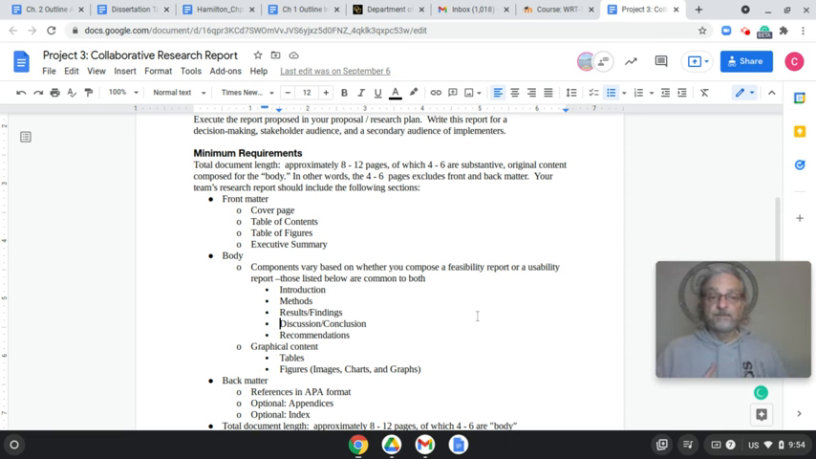So thinking about the body, if you want to start worrying about the front matter, I'm not as concerned about that right now. We'll talk about that, and I'll be posting some examples for next week to look at. But there's a cover page. You'll have a table of contents. There'll be a table of figures, right? Because a lot of the groups we discussed using figures, graphs, pictures, diagrams.